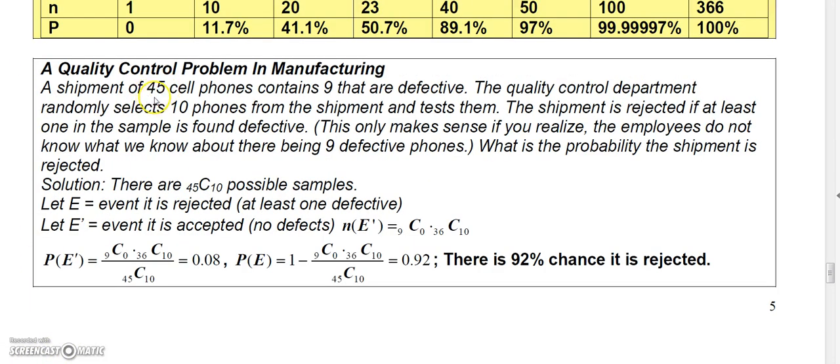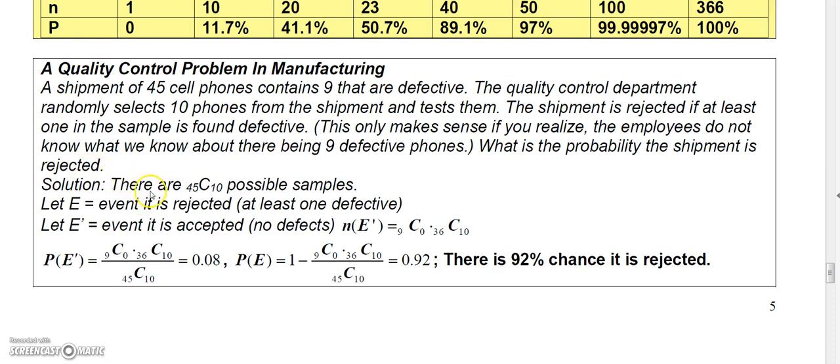One last problem on this. A shipment of 45 cell phones contains 9 that are defective. The Quality Control Department randomly selects 10 phones from the shipment and tests them. The shipment is rejected if at least one of the sample is found defective. What is the probability the shipment is rejected?